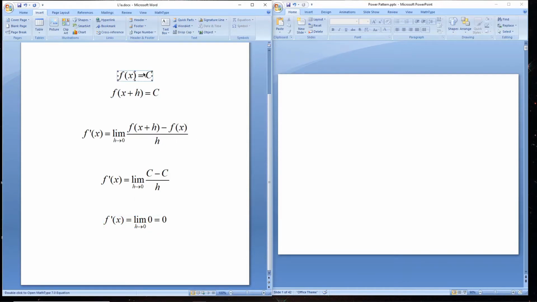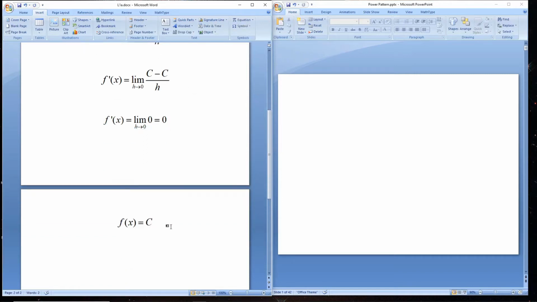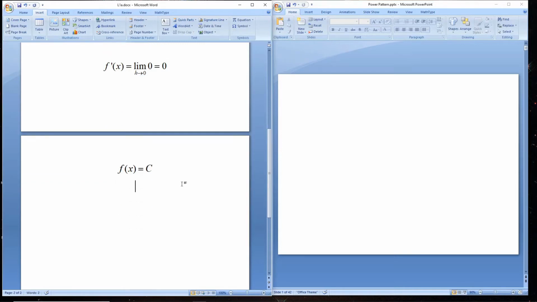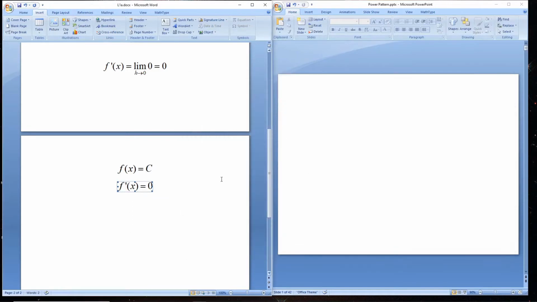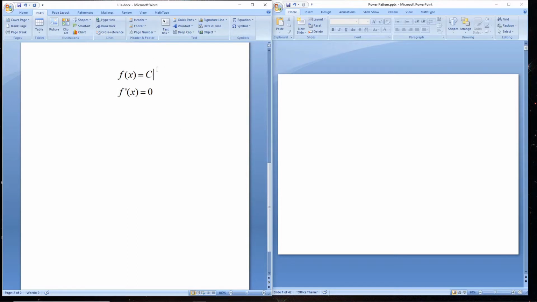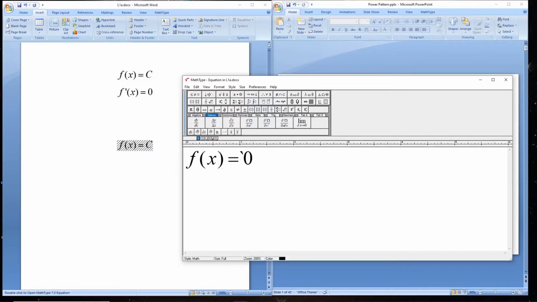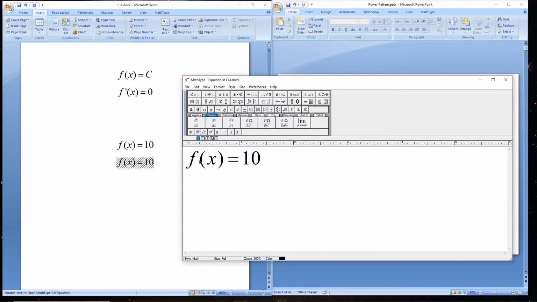And this is the first derivative pattern you should burn into your brain for the rest of your life that you're going to be doing calculus. Because this is the derivative for all constant functions. And this is our first derivative pattern. The derivative of a constant is 0. So if I ask you, what is the derivative of the function 10? Its derivative is 0. The derivative of a constant is always 0.